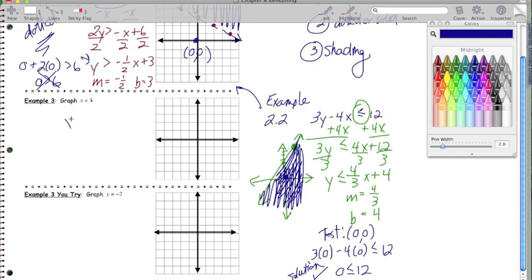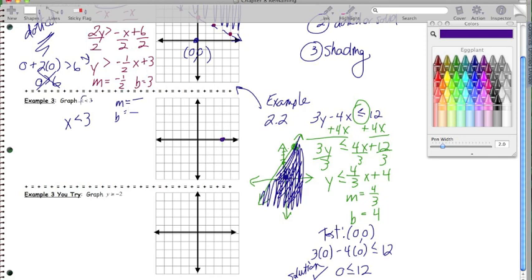Graph x less than 3. So you might be thinking, well, wait a minute, we don't have a slope. We don't really have a y-intercept. So how do we do this? Hopefully you remember when we graph just the x, when it's just one variable, these are like special cases. What we do is we find 3, 1, 2, 3, put a point, and that means this whole line is going to be a whole vertical line, not just a point.